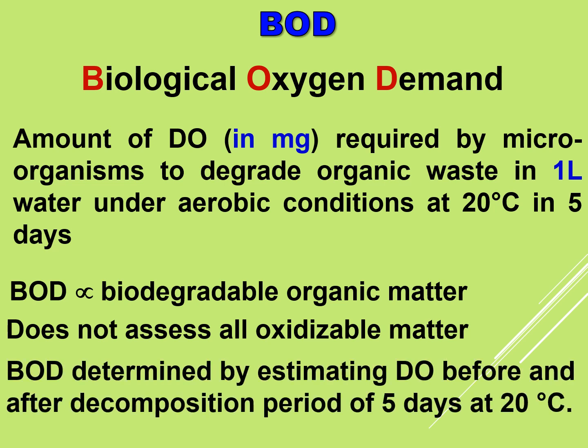BOD is determined by estimating the dissolved oxygen before and after a decomposition period of 5 days at 20 degrees centigrade. So you have a water sample, you want to find out its BOD. What you do is estimate the dissolved oxygen, then keep it for 5 days at 20 degrees centigrade under aerobic conditions, and then again find out what is the dissolved oxygen. Subtract both these, we will get the BOD.